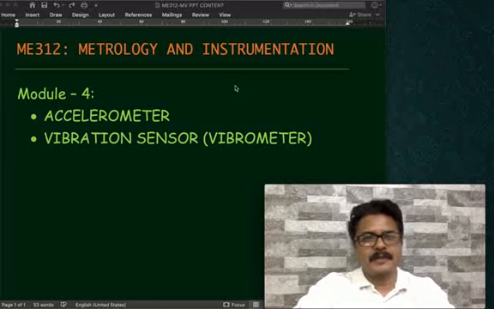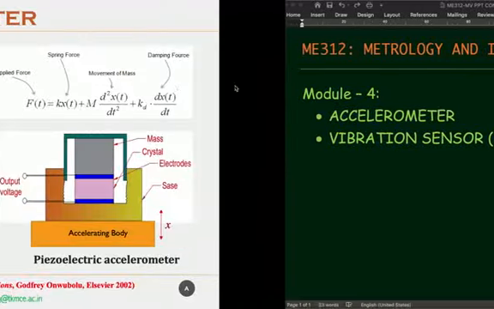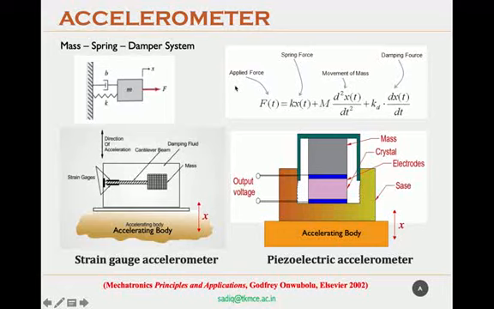In this session of metrology and instrumentation, we are discussing accelerometers and vibration sensors. Accelerometers and vibration sensors have a common feature: most of these systems utilize the mass spring damper system configuration. That is, the accelerometer will have a mass, a spring, and a damper in the system.